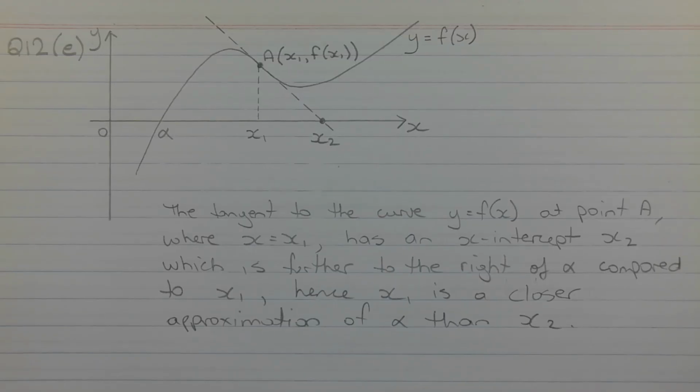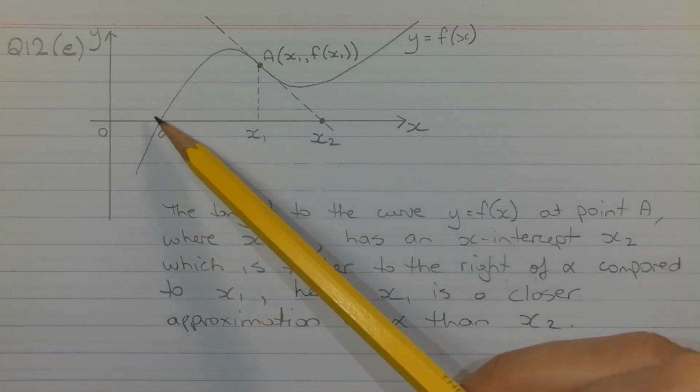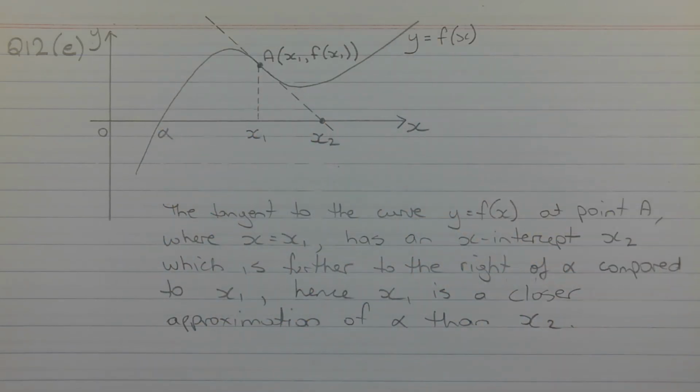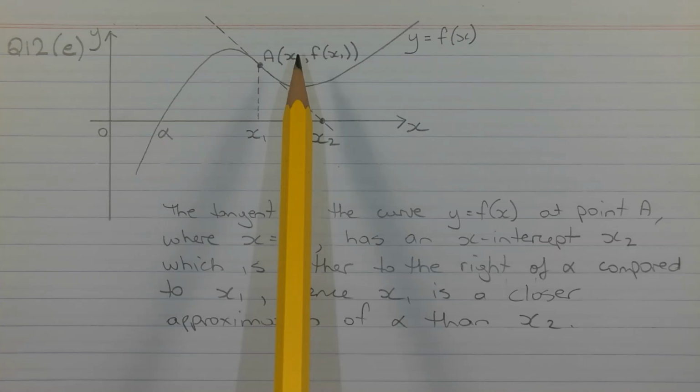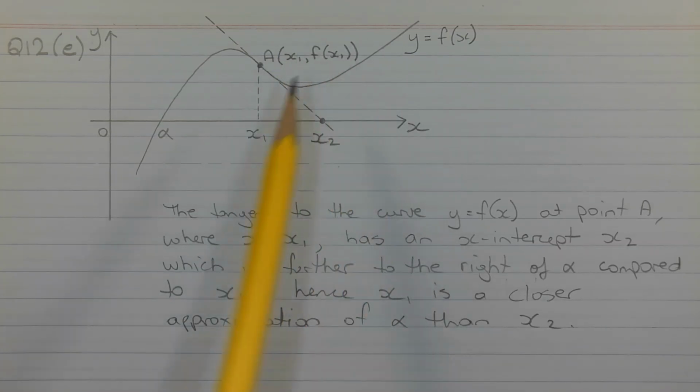This is best explained with the help of a diagram. I've recreated a sketch of the graph of y = f(x) from the question. Here is the root alpha that we're trying to approximate. Here is x1, which is our first approximation to alpha. I've defined a point A on the curve that is directly above x1, which has coordinates (x1, f(x1)).